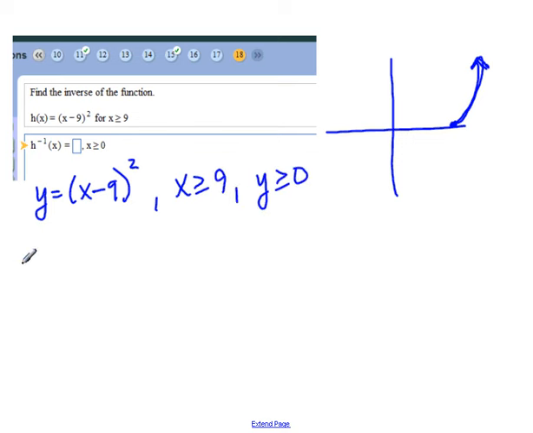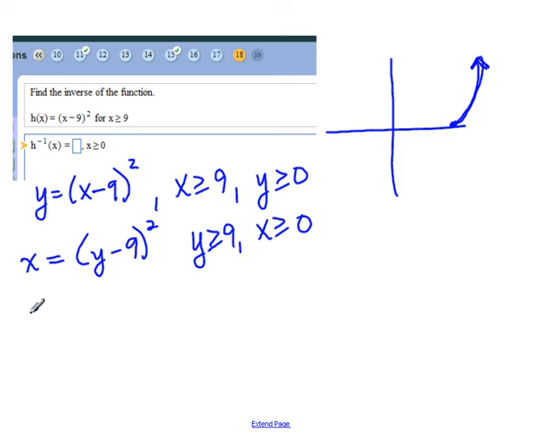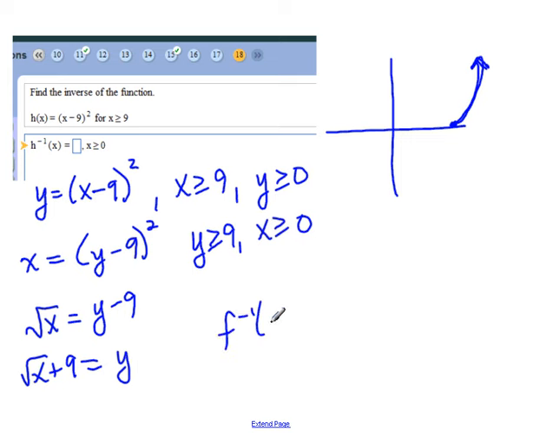So we would take the square root, well, I'm sorry, first we have to interchange x and y. And in doing that, it changes the relationship of the domain and range to get y is greater than or equal to 9 and x is greater than or equal to 0. So now taking the square root gives us the square root of x is equal to what? Just y minus 9. And then we can add 9 to get y. So f inverse of x is equal to the square root of x plus 9, but only defined where x is greater than or equal to 0. Okay.